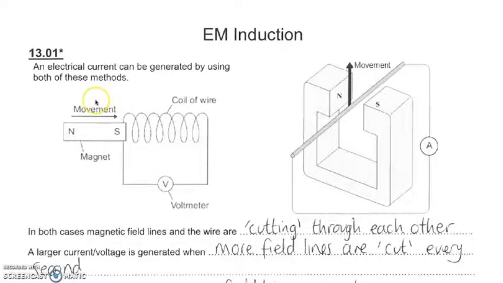So let's look at these examples here. An electric current can be generated by using both of these methods. Here we've got a coil of wire. Remember we said that's a solenoid in the previous video. What happens when we move the magnet to the right? Well, essentially we're going to get a voltage and a current subsequently being induced. Same thing when we move this wire. Notice the arrows pointing upwards, so we're literally moving it upwards. When that occurs, we're going to get a current being produced, and this ammeter is going to take a reading.